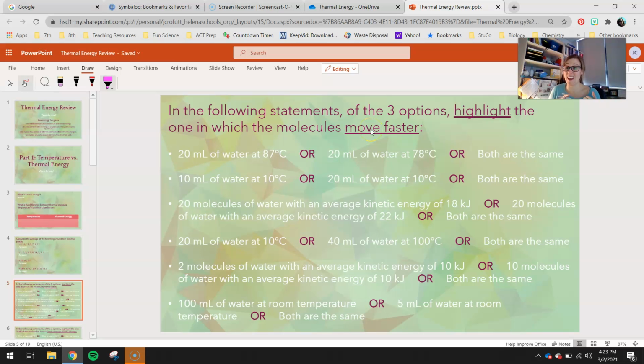Okay, so in the following statements of the 3 options, highlight the one in which the molecules move faster. So we're looking at the ones that had the higher average kinetic energy, the ones that have the higher temperature. Those are the ones that are going to be moving faster in that sample. No matter the size of the sample, we're just looking at molecule speed within that sample.